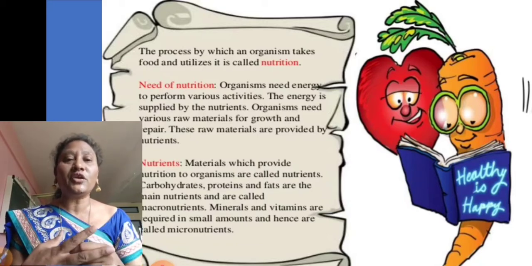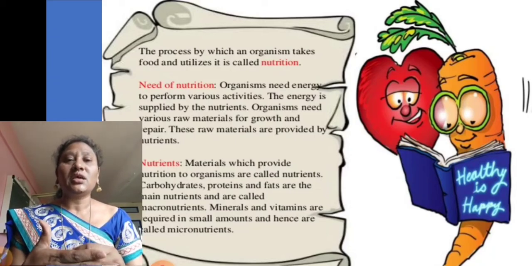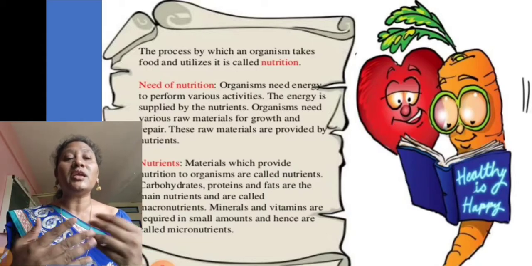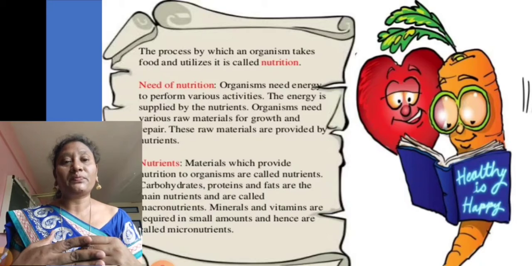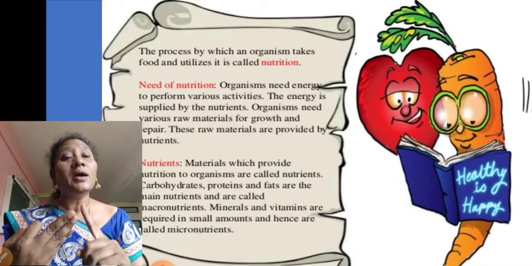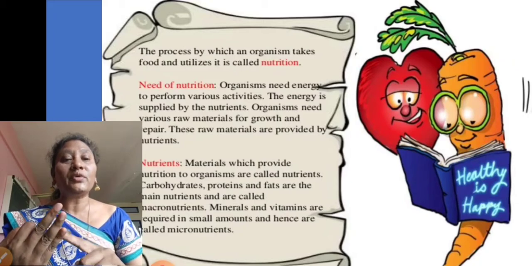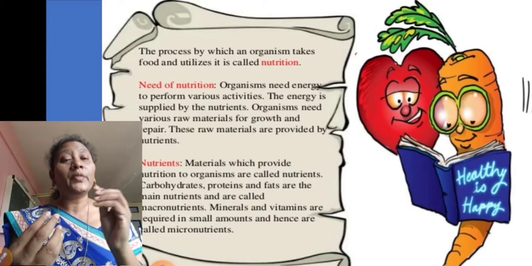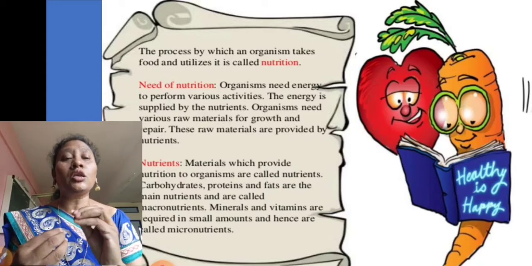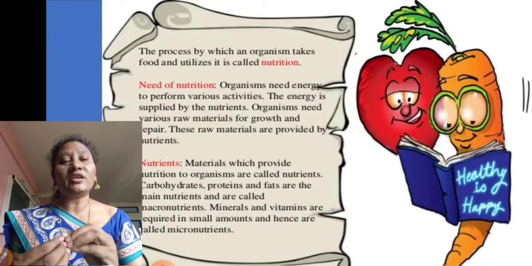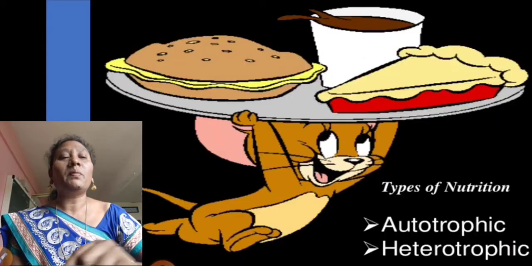So we take different types of nutrients. What are nutrients? Materials which provide nutrition to organisms are called nutrients. Carbohydrates, proteins and fats are the main nutrients and are called macronutrients. As they are the main nutrients, we call them macronutrients. Minerals and vitamins are required in small amounts. Minerals, vitamins, even fibers and water are needed as minute components. So they are required in small quantities and are called micronutrients.